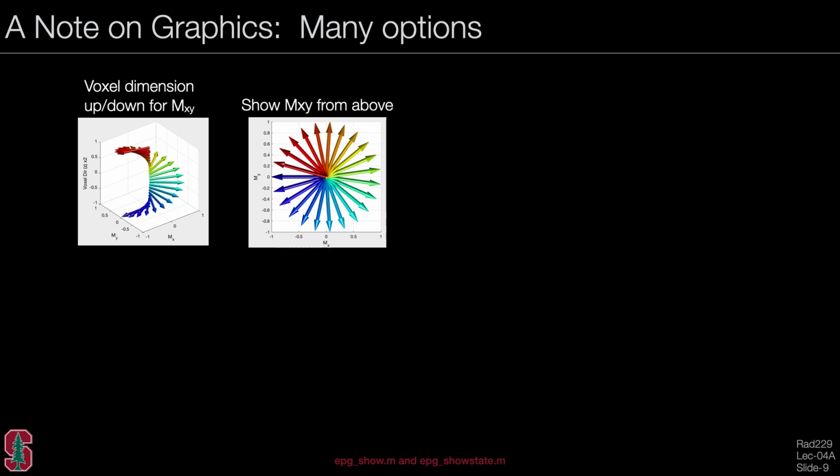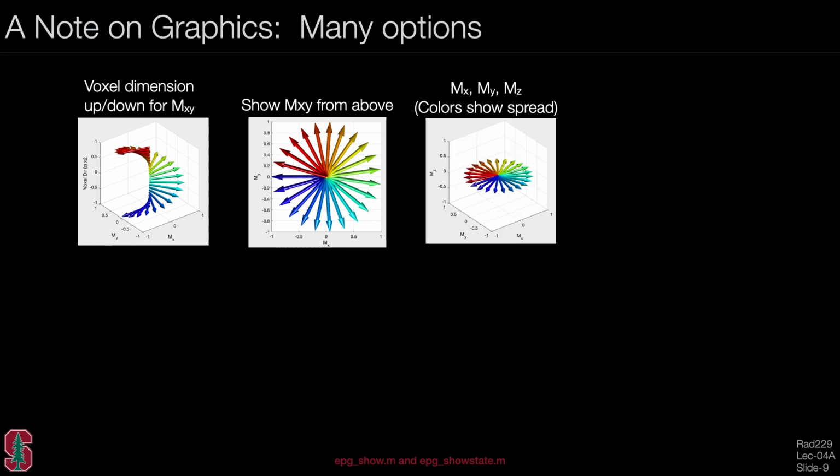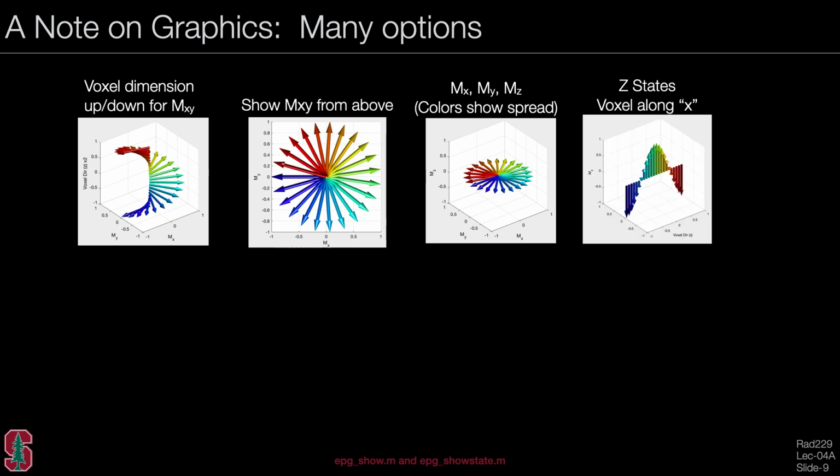We can show the MXY twist looking from above, where we're simply just using the colors. And we're actually not worrying about the location within the voxel, we're just looking at the distribution here. And this actually works for most cases. We can also show a 3D view, and again the colors show the spread here. We can look at the Z states, where we actually plot the voxel variation along the MX, or the X direction here. So now you see a sine wave along X, or a cosine, sorry.